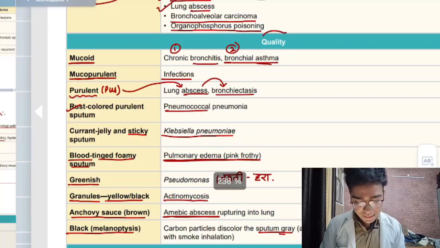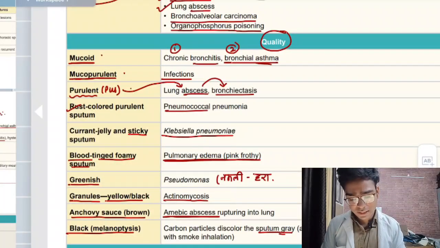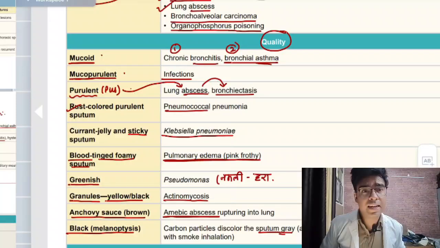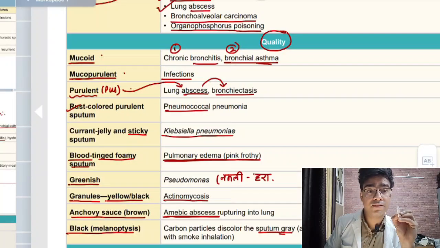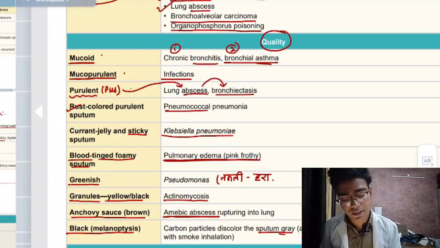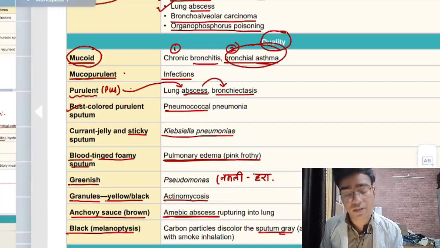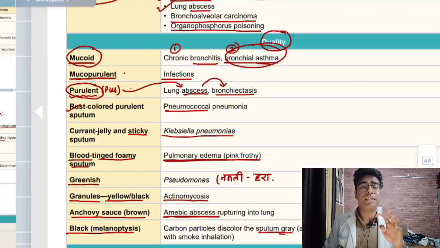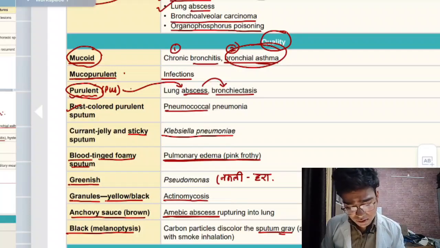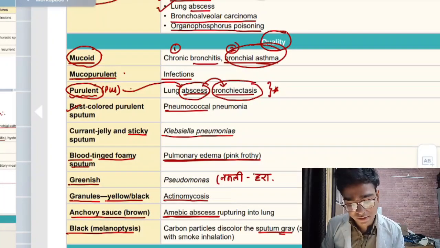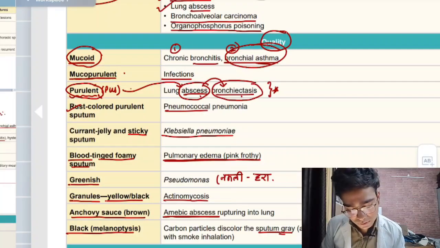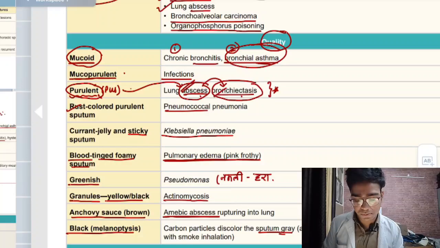Now, on the basis of quality, we have mucoid, mucopurulent, and purulent, and there are some colors associated with the cough. If there is any condition related to the bronchus, with inflammation and increased secretion, for example in bronchial asthma, then there is going to be a mucoid kind of sputum. And when is it going to be purulent? When there is intense infection, which can be in lung abscess or bronchiectasis. We have already discussed how to differentiate them: if it is purulent, large in amount, and along with fever, it is lung abscess, and if without fever, it is bronchiectasis.